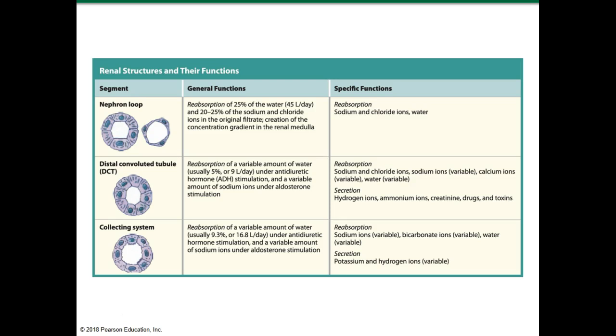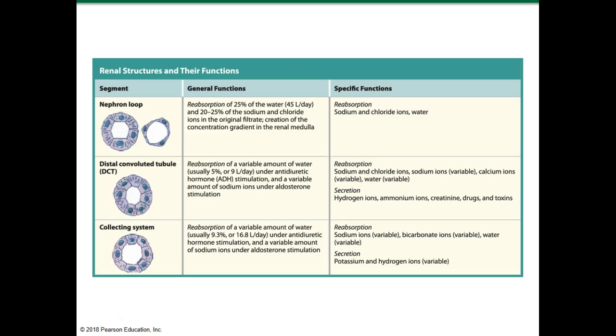As we move to the distal convoluted tubule, reabsorption of different amounts of water, about 5%, under antidiuretic hormone control at this point, ADH, and different amounts of sodium ions under aldosterone stimulation. So those two hormones are going to be very important here. So specifically, reabsorption, we have sodium and chloride ions, sodium ions, calcium ions, water coming out of the tubes, but we're going to add back in secretion, hydrogen ions, ammonium ions, creatinine, drugs, and toxins.